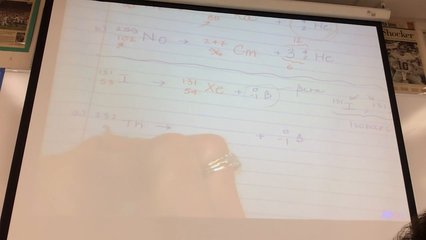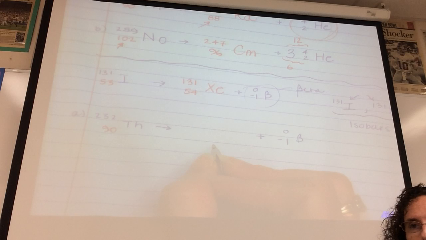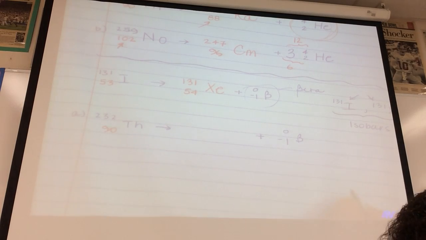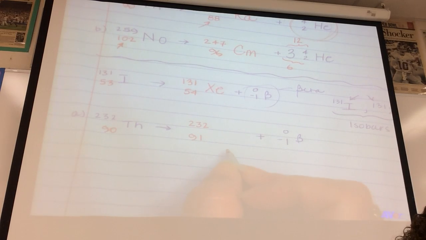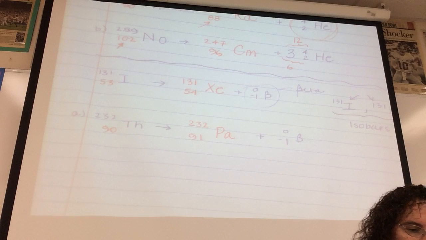Okay, so that's 90. Now what? And just add 1. So this is 91. Good. Mass number stays the same. And what element do you have? Protactinium. Yeah.